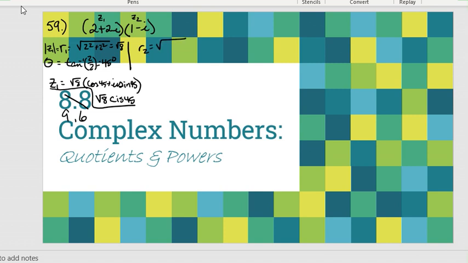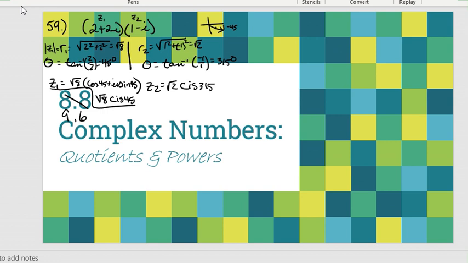So R2 is the square root of 1 squared plus negative 1 squared, which is square root of 2. Theta is equal to tan inverse of negative 1 over 1. So this is where I have to stop and see where this one's located. Out 1, down 1. It's located in this bottom one, so that's 300. It would be 45 degrees down, negative 45, but that's going to put me at 315 degrees. So Z2 is equal to the square root of 2 cis 315.